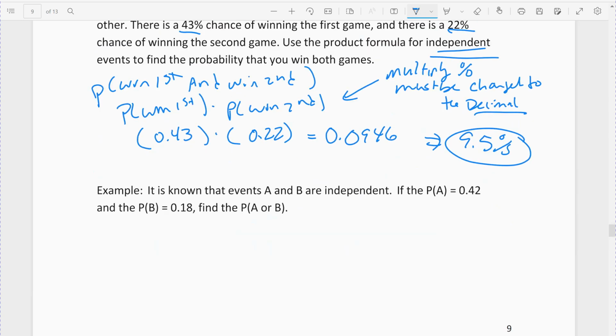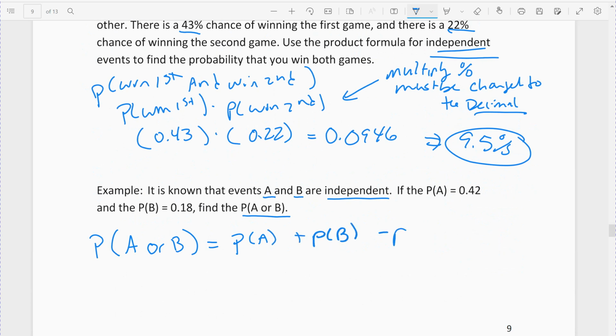All right, the next one, again, they tell you they're independent. Suppose we know that event A and event B are independent. If the probability of A is 0.42, probability of B is 0.18, find the probability of A or B. So remember, probability of A or the probability of B is the probability of A plus the probability of B minus the and. Right? That was the formula we had in 5.1. This is where we're going to use the fact that they're independent.